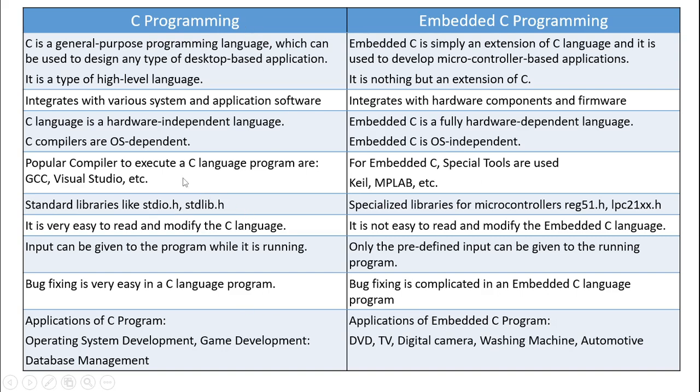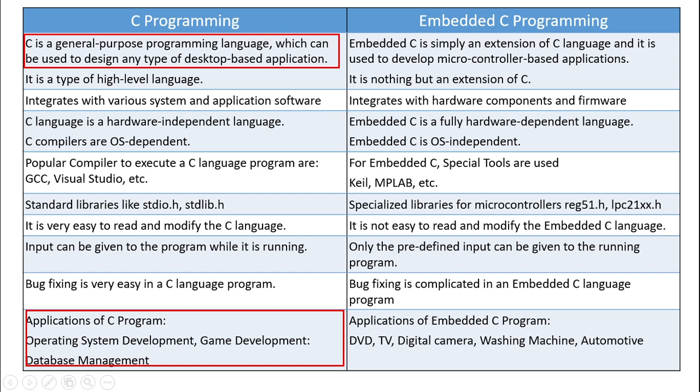The first major difference: C programming is a general purpose programming language which can be used to design any type of desktop applications. This is what we have already explained in the definition. C programming is a high level programming language used to develop very high-end desktop applications. The applications include gaming applications, operating systems, database management, and so on. That is the definition of C programming.